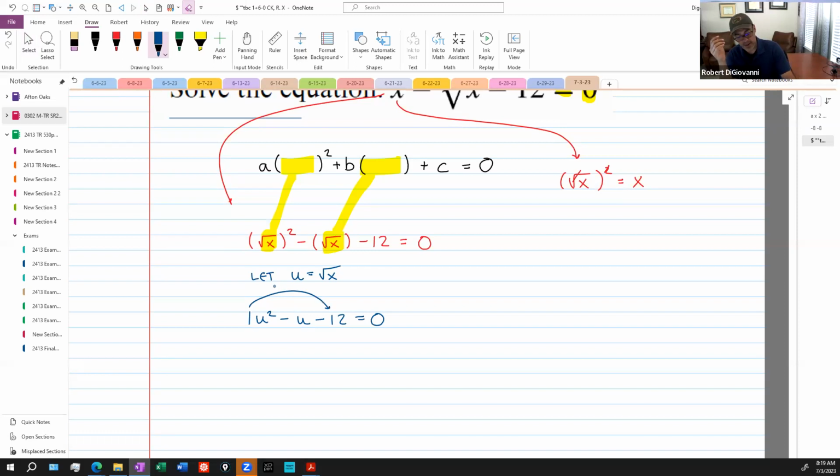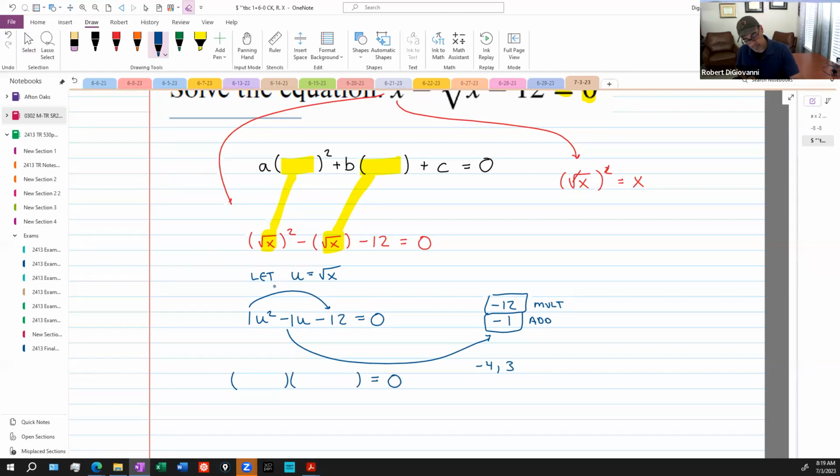If I multiply here to here, I get negative 12. And then the number in front of the middle one is negative. That's a 1, so negative 1 there. We need two numbers that add up to be this, but multiply to be this. And those numbers are negative 4 and positive 3. Negative 4 times 3 is negative 12. Negative 4 plus 3 is negative 1. And so I should be able to factor this as, let's see, (u minus 4)(u plus 3).